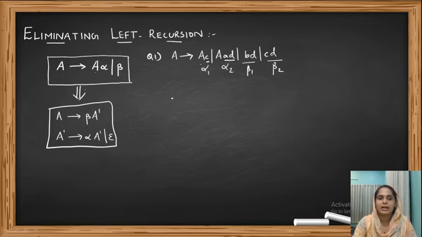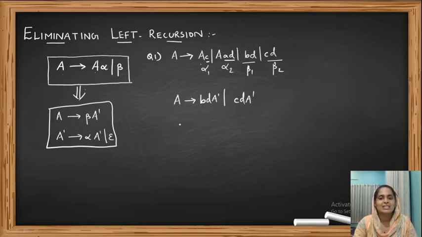So now we can write it like A produces beta A dash, right? Instead of beta A dash, here we have two betas. So we have to write it as beta 1 A dash bar beta 2 A dash. So what are the values of beta 1 and beta 2? Beta 1 means BD, right? So we have to write it as BD. Similarly, the value of beta 2 is CD, right? So we have to write it as CD. So this will be the first production.